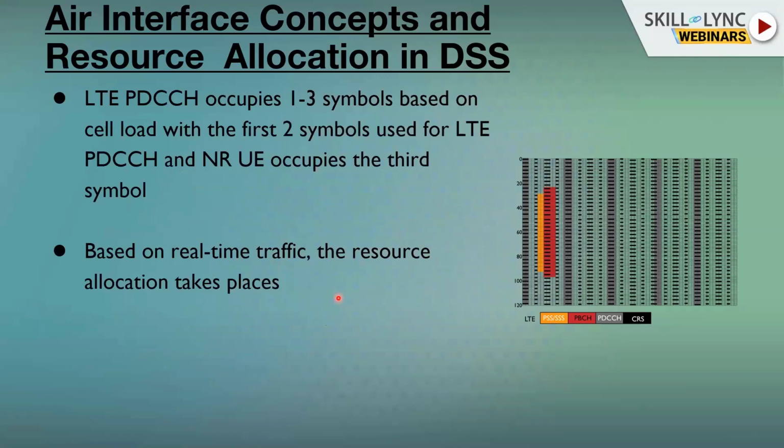LTE PDCCH occupies 1 to 3 symbols based on cell load, with the first 2 symbols used for LTE PDCCH and NR-UE occupies the 3rd symbol. So that's normally how these symbols are used. The first 2 symbols are used for LTE PDCCH, and the 3rd one is used for the NR-UE. And we already covered this point that based on the real-time traffic, the resource allocation takes place.